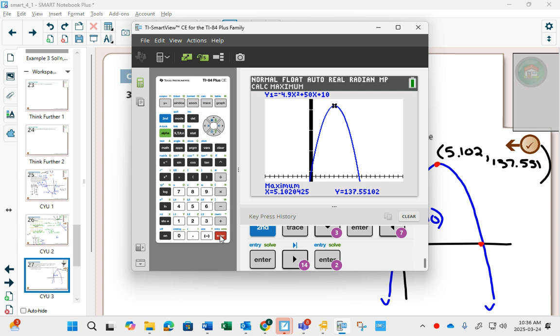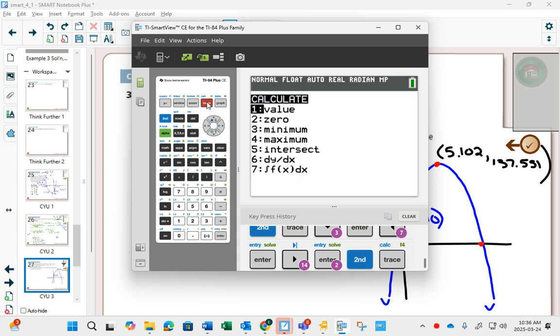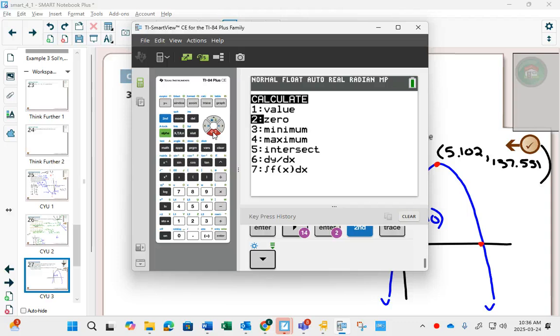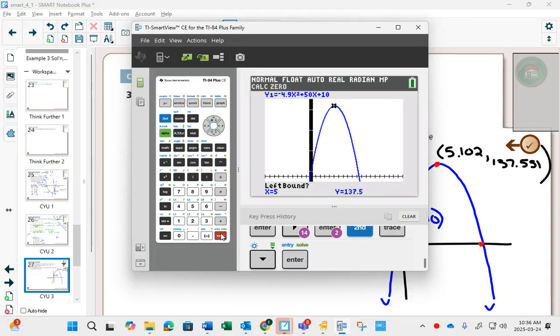decimal places. Next, on our calculator, we can also find number 2, the x-intercepts. And it's very similar to the maximum. It says find an x-intercept. You have to do them separately. So I'm going to get my cursor close to it. I'm going to find this one first.